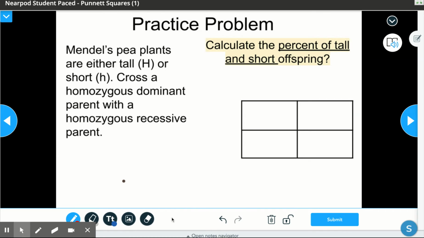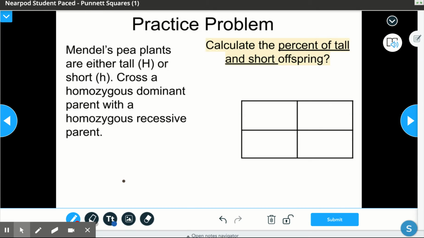So here is the practice problem from the Nearpod that I gave to you all. It says, Mendel's pea plants are either tall or short. Cross a homozygous dominant parent with a homozygous recessive parent. That is the background information, and the actual question says, calculate the percent of tall and short offspring. So let's start off with setting it up.